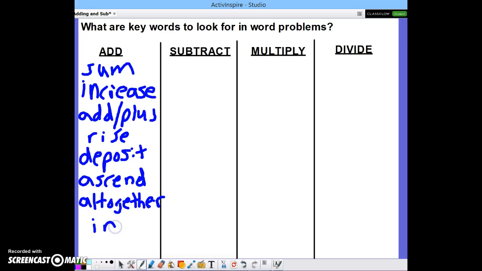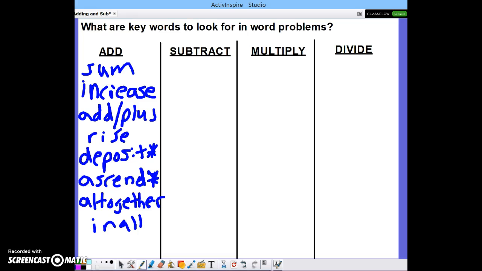And in all. So deposit is really important when we're talking about bank accounts and statements and dealing with money. That's one that you're going to see a lot. And then ascend. This is the one that tends to trip students up every year. Ascend means to go up. Like you ascend the flight of stairs when you're going upstairs.